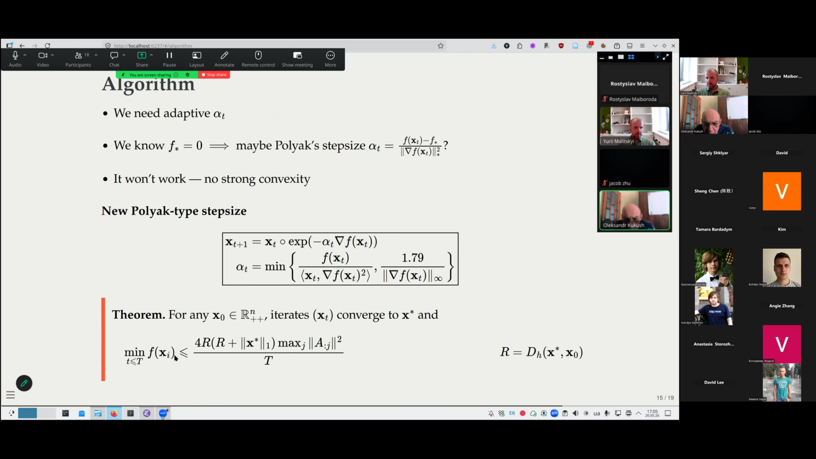So the best performance iterate would have the rate 1 over t, that is expected for this kind of problems. Of course, you should get a sublinear rate because without strong convexity, you cannot get linear rate. And this is some sublinear rate we get. Okay, any questions? So in the next slide, we are going to prove this result, or at least roughly speaking to prove. But for now, maybe you have questions.